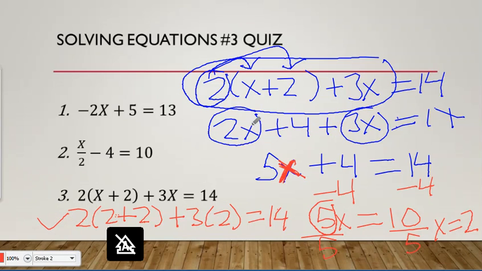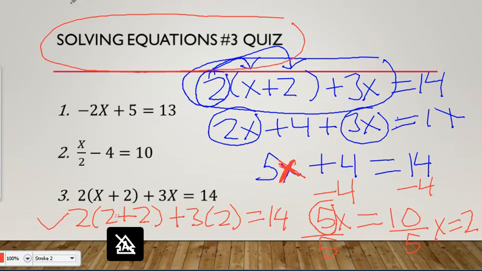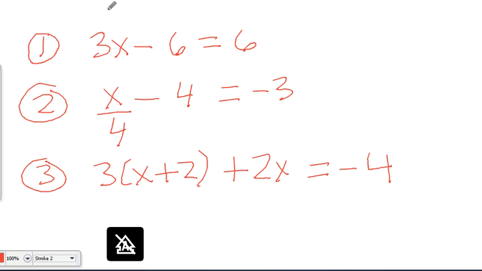Okay, so those are the 3 solutions for this quiz. If you missed any of the 3, here are your replacement problems. You only need to do the ones that you missed. So like if you got number 1 and 3 right, you only need to do number 2. As you are doing these replacement problems, make sure that you write down the question, show all of your work, and then circle your answers.